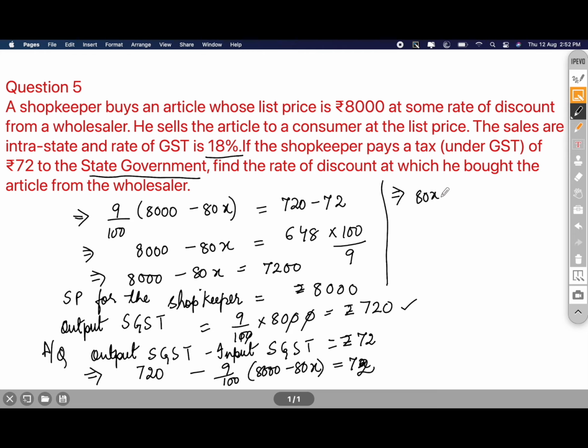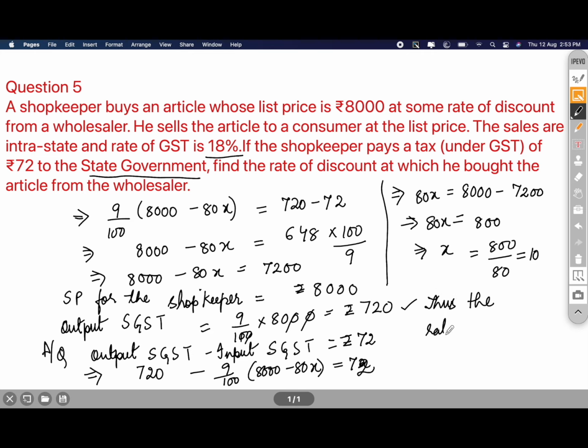So 80x equals 8000 minus 7200. This is equal to 800 rupees. So 80x equals 800. So x equals 800 by 80, that is 10%. So x is 10. Thus, the rate of discount is 10%.